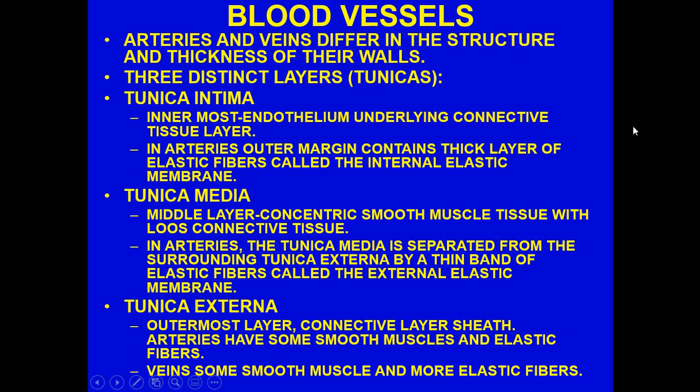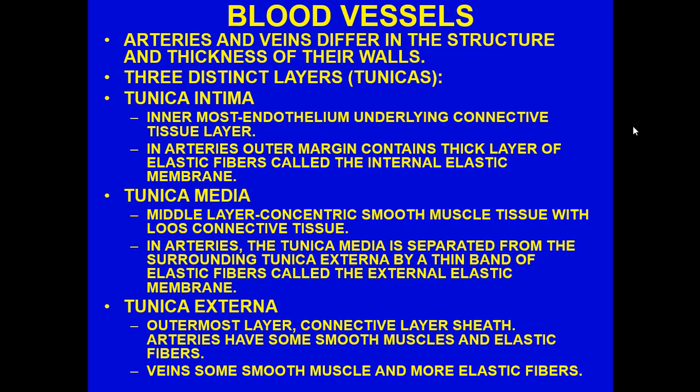Arteries and veins differ in the structure and thickness of their walls. In both of them, they have three distinct layers. They're called tunicas. We have the tunica intima, the tunica media, and the tunica externa. The tunica intima is the innermost layer. It's mostly endothelium, underlying a connective tissue layer.